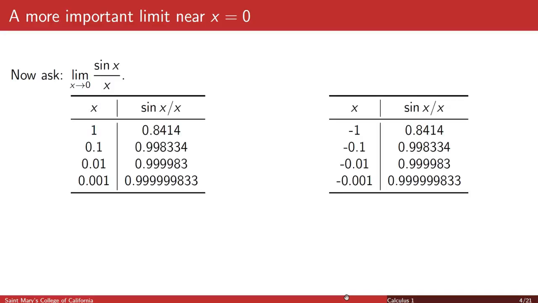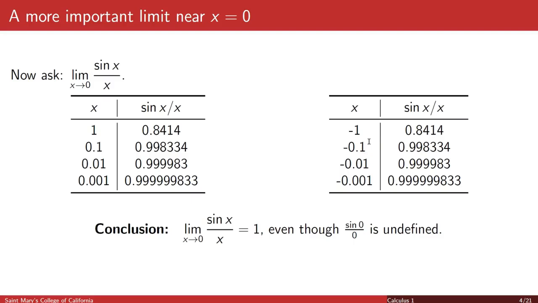So now maybe it makes more sense to take this limit with these values. Again, we'll approach it from the positive and the negative side: 1, 0.1, 0.01, 0.001, and the same on the negatives. And sure enough, it looks like as we approach 0, we're approaching the number 1. We get 0.999999, I think it's like six nines there. So it appears that as x approaches 0, sine x over x approaches 1. That's what we mean by a limit, even though sine 0 over 0 is not defined.